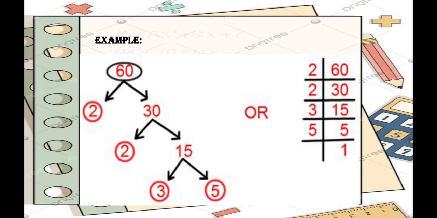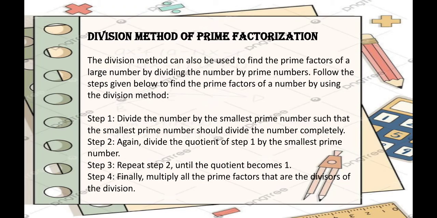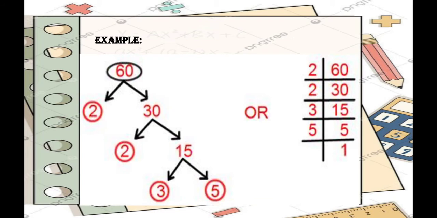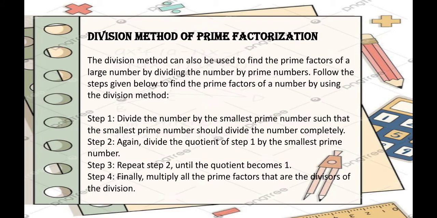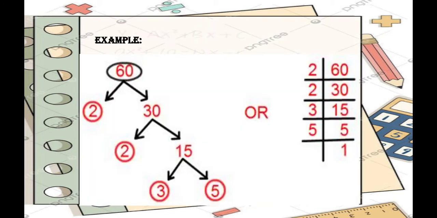So step 3 is repeat step 2 until the quotient becomes 1. So we have 1 in the last. And step 4, finally multiply all the prime factors that are divisors of the division. So 2 times 2 times 3 times 5 is equal to 60. And that's all for the division.